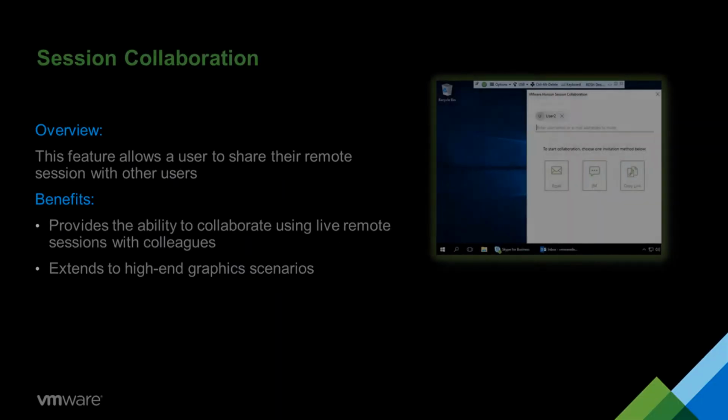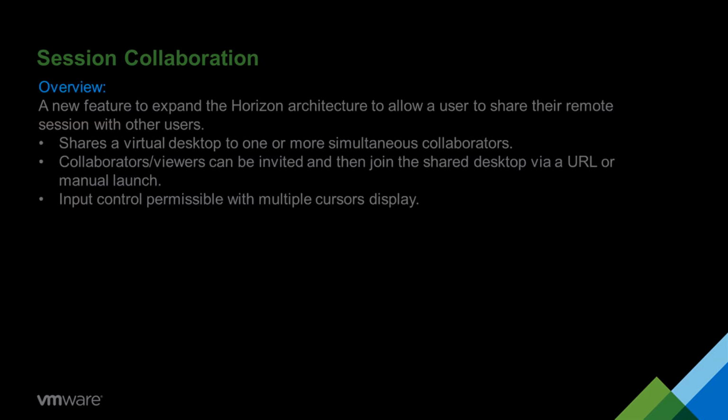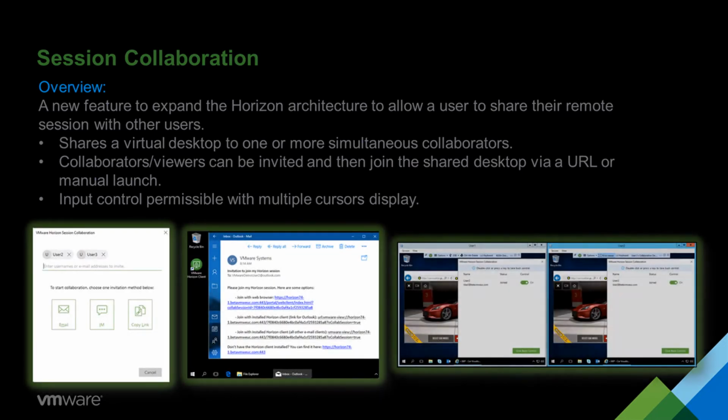One key enhancement to Horizon 7.4, along with the 4.7 version of the clients, is session collaboration. With this feature, users can invite other users to join a remote desktop session. This new feature expands the Horizon architecture to allow a user to share their remote desktop session with colleagues for the purposes of viewing and interaction. This is not intended to be a replacement solution for conferencing software such as WebEx.